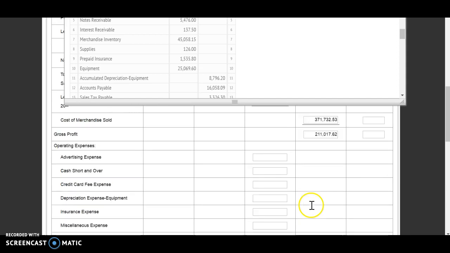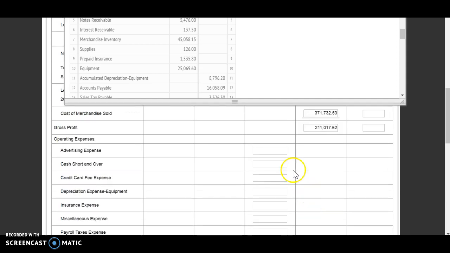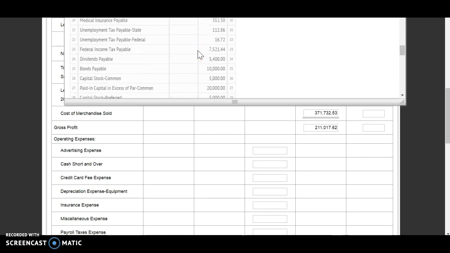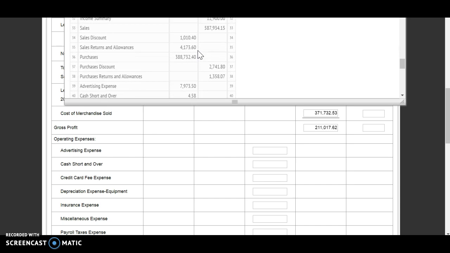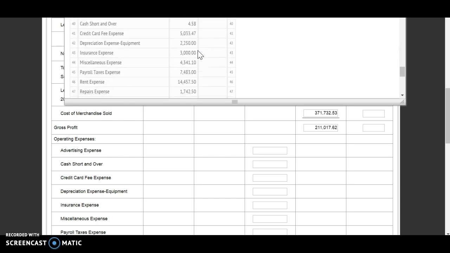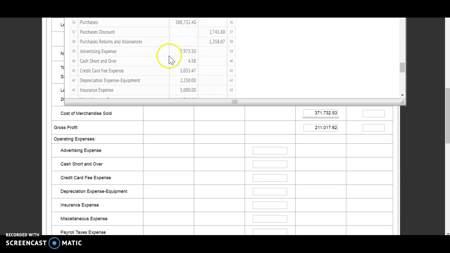All right, I'm moving on to my next section, which is my operating expenses. I have a lot of expenses that I'm going to be filling in, and these are all going to come off of my adjusted trial balance. So I'm going to scroll down to my expense section. They should go right in order. So I'm going to start with my advertising expense, $7,973.50. Cash short and over, 4.58.